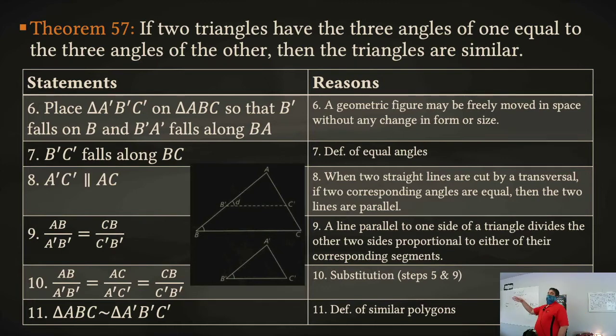This is very similar to the previous section of the proof. So then we have those sides proportional. Well, two things proportional to the same thing are proportional to each other, so we have step 10. And then finally, that means we have similar polygons because we have proportional sides and equal angles.